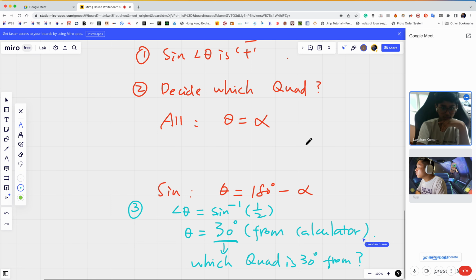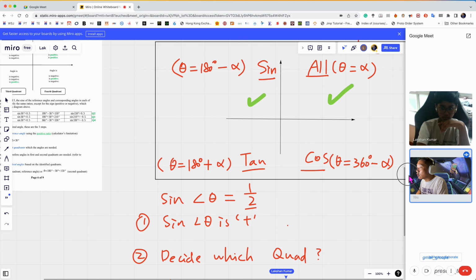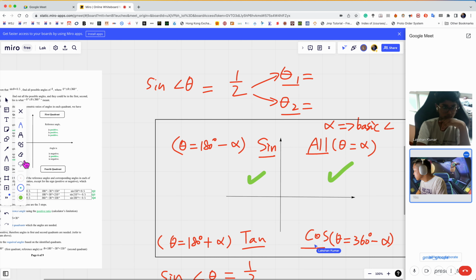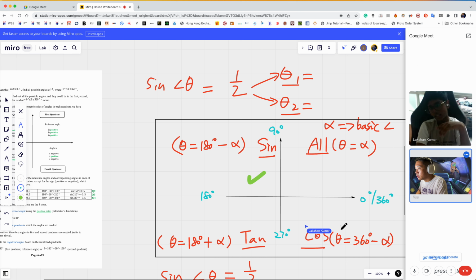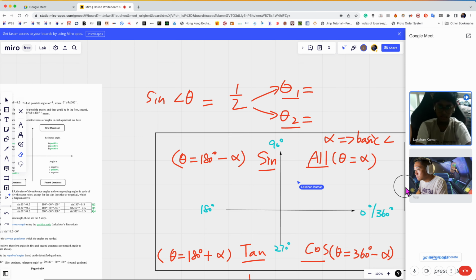Is it the sine quadrant? In a way, you have to know the range of each quadrant. Very good. So this is 0 degrees, this is 90 degrees, this is 180 degrees, this is 270 degrees, and then of course this is either 0 or 360 degrees, depending how you look at it. So 30 degrees is in which region? It is in the all region, right? Very good. So let's go down.